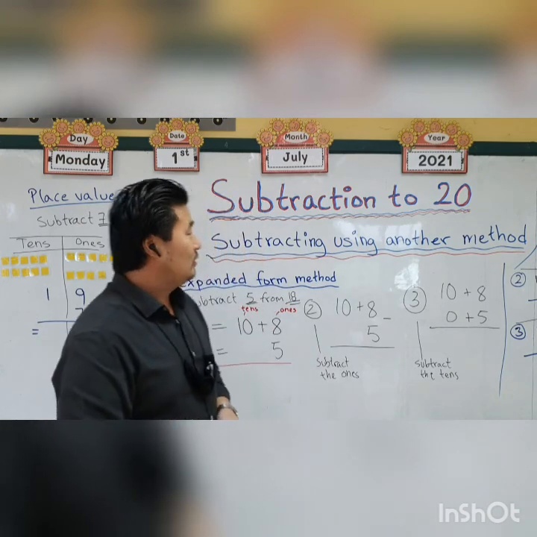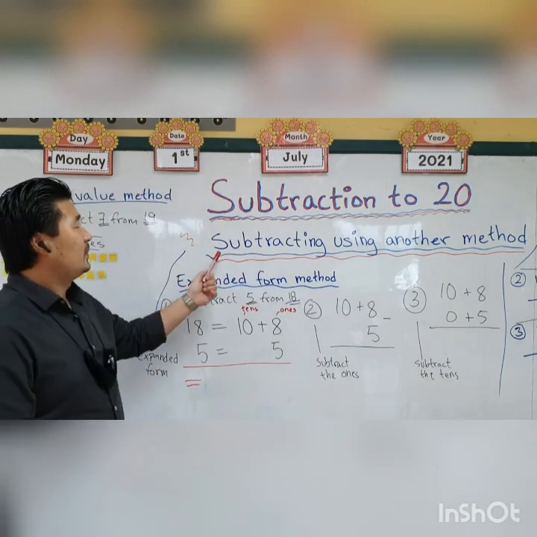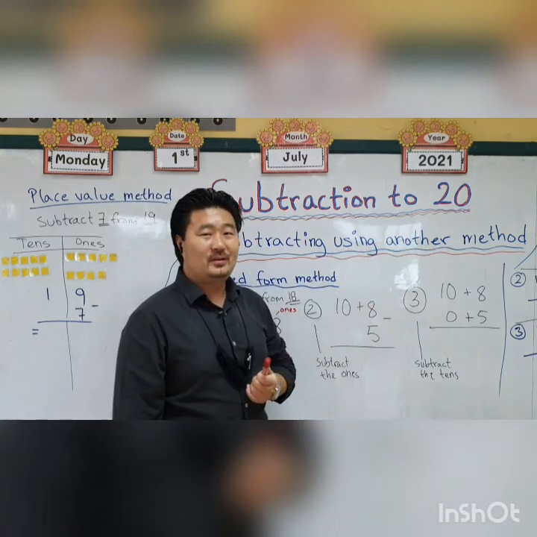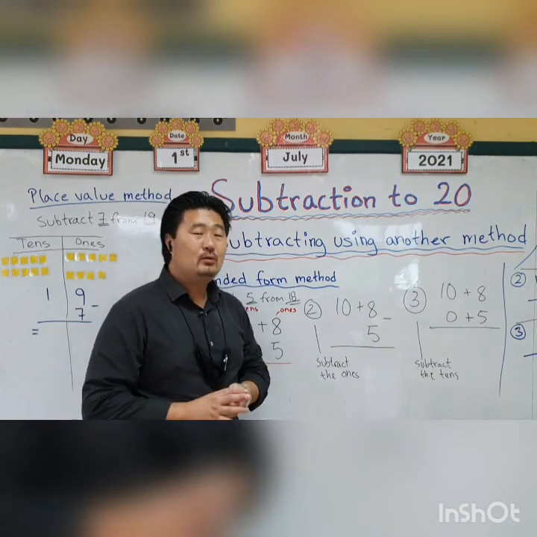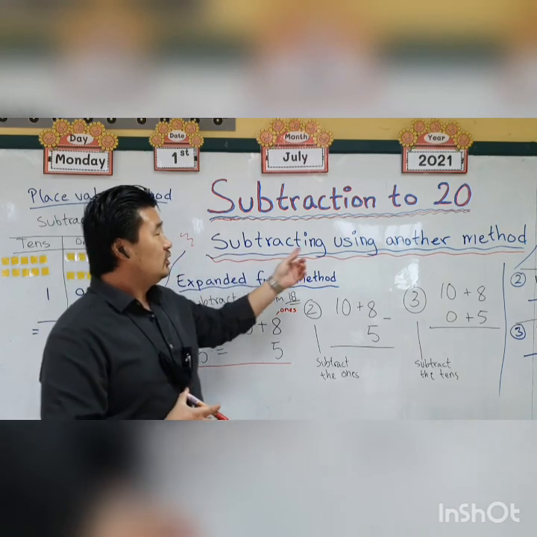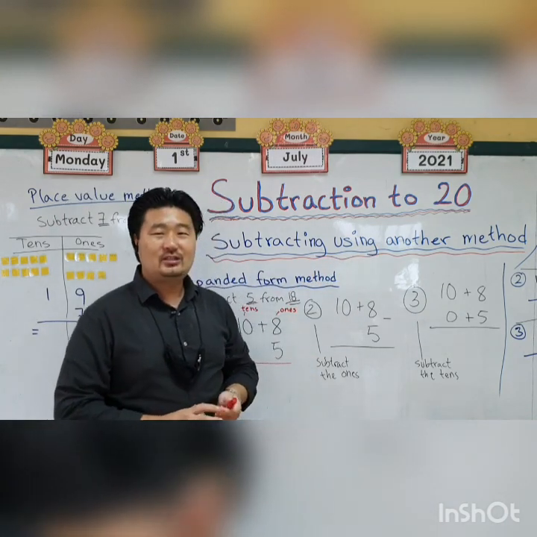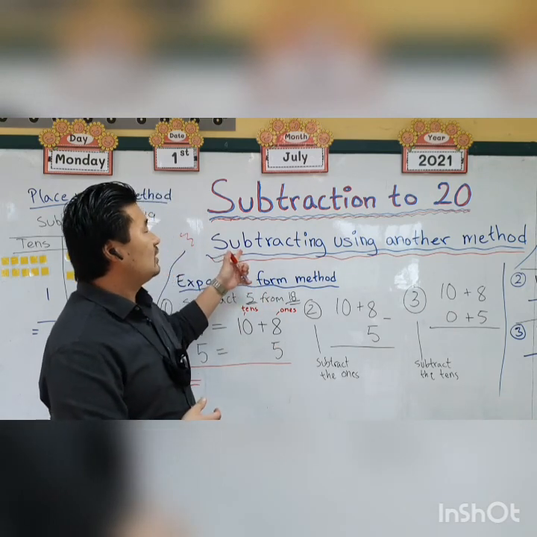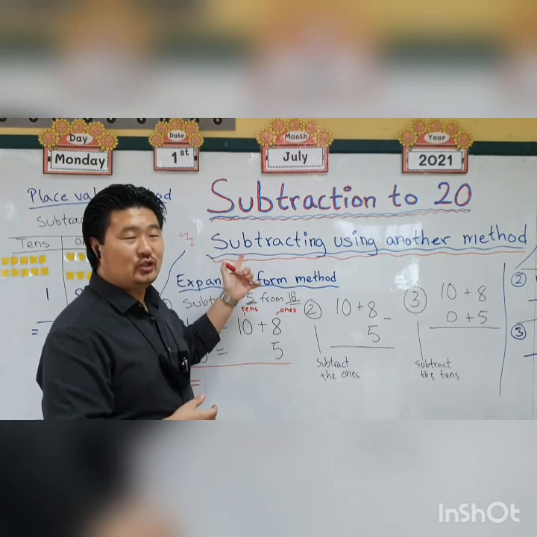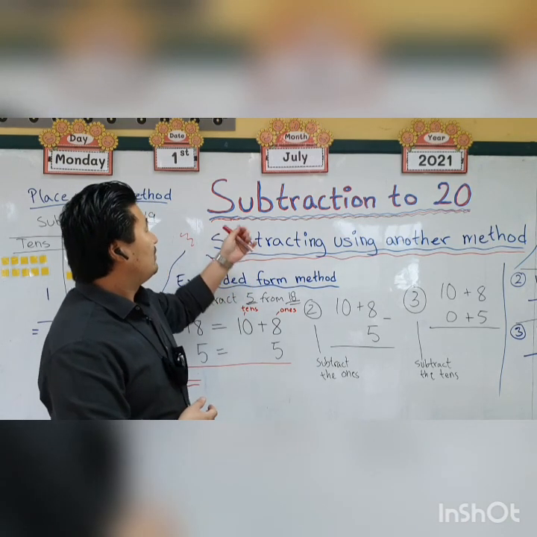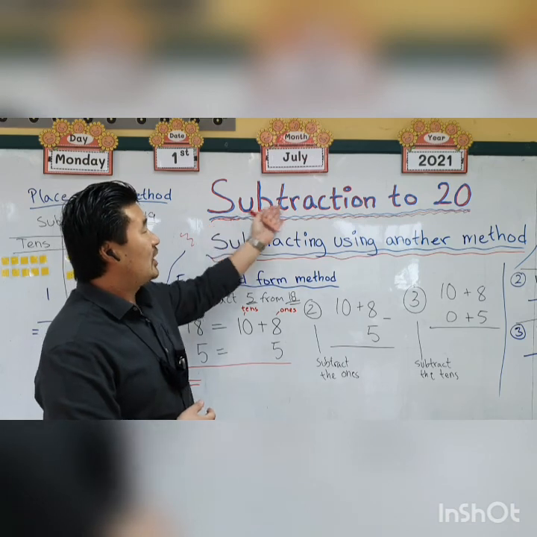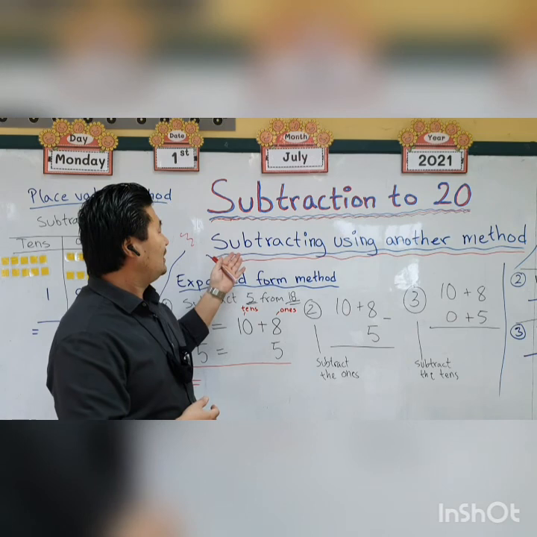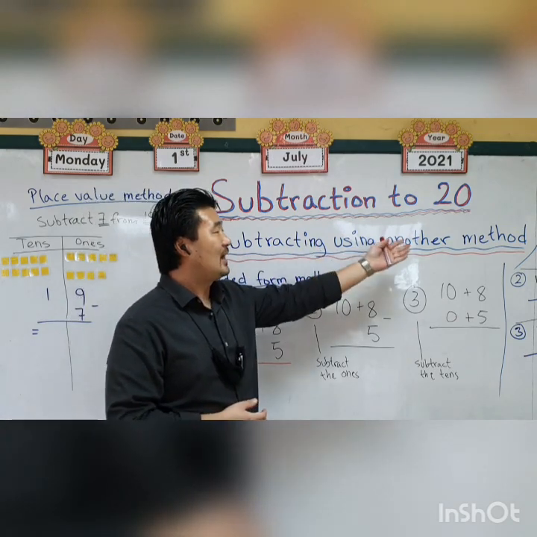So, in today's video clip, we're going to talk about subtracting using another method. Okay? I don't know if you remember when we did addition using another method in the last chapter unit in the book. So this is the same thing, but now instead of addition, we're doing subtraction. Okay? So the main unit is still subtraction to 20, but now the topic is subtracting using another method.